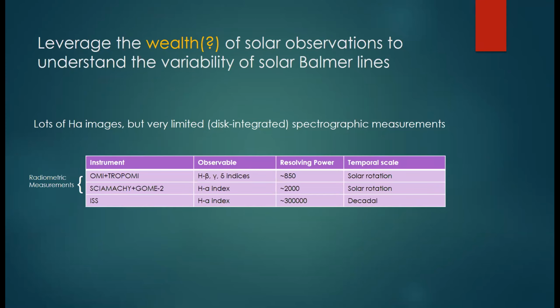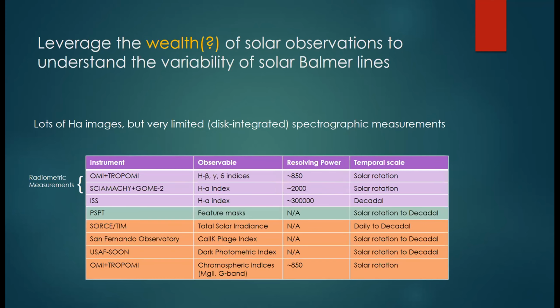To look at the variability on longer timescales, we utilized ISS data. However, this instrument allows us only to look at the variability of the H-alpha. We then used other observations, which allowed us to look at the variability of other indices. In particular, we looked at the total solar irradiance, the calcium II index, the dark photometric index, which is strongly correlated with the variation of the area of sunspots, and other chromospheric indices such as the magnesium II.